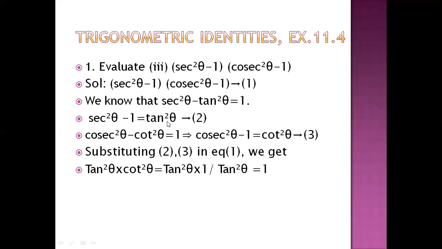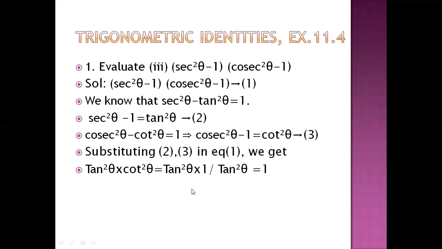Now, substitute the secant square theta minus 1 value and the cosecant square theta minus 1 value in the question, then we will get tan square theta into cot square theta. Again, cot square theta is the multiplicative inverse of tan square theta, so change this into the multiplicative inverse of tan. So tan square theta into 1 by tan square theta. Both tan square theta cancel, leftover is 1, the answer is 1.